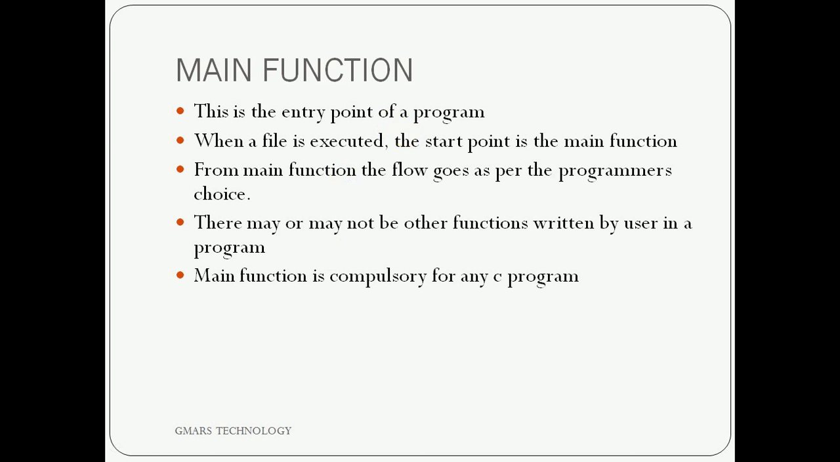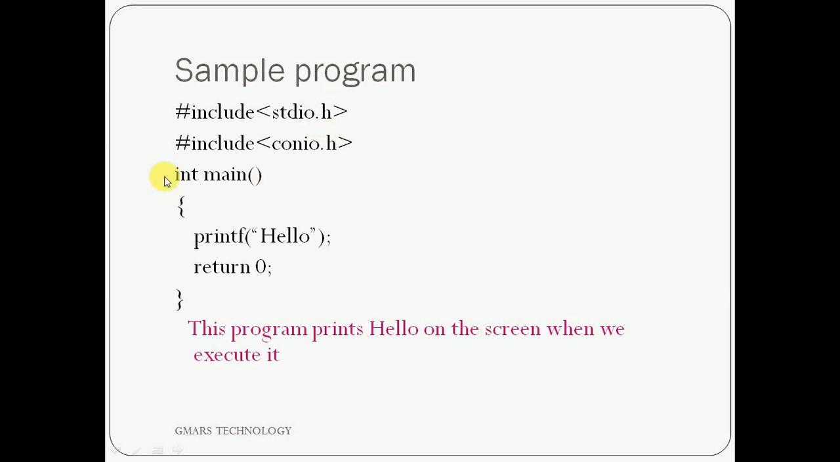So this is one sample program. First we mention the header files, that is #include <stdio.h>, then conio.h, then the main function, that is int main, and in curly brackets we print hello world and return 0.